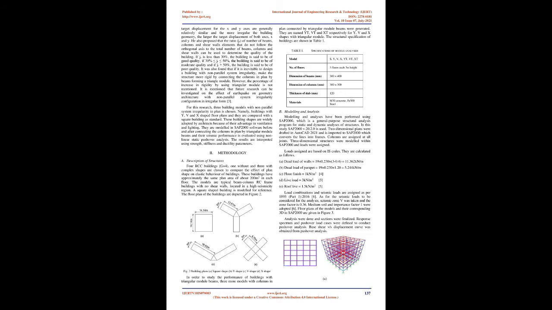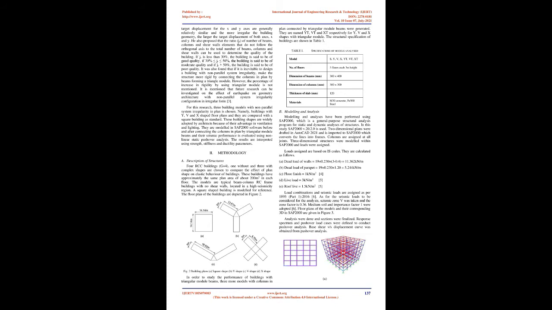He also proposed that the ratio, JR, of the number of beams, columns, and shear wall elements that do not follow the orthogonal axis to the total number of beams, columns and shear walls can be used to determine the quality of the building. If JR is less than 30%, the building is said to be of good quality. If 30% ≤ JR ≤ 50%, the building is said to be of moderate quality, and if JR is above 50%, the building is said to be of poor quality.